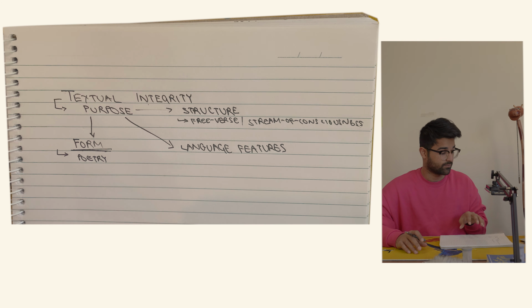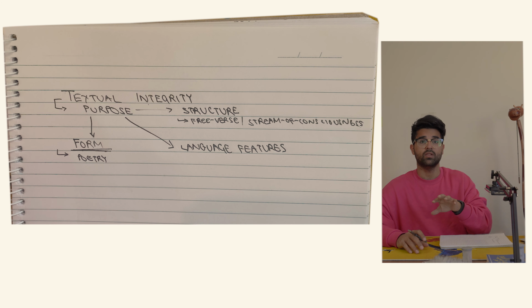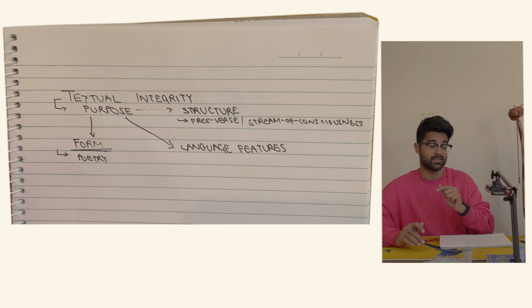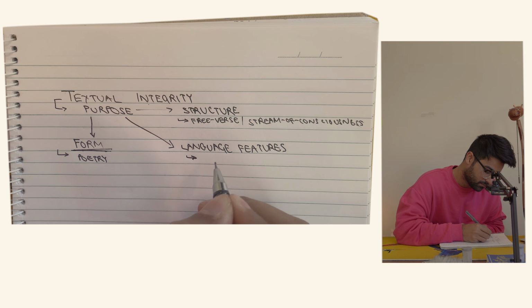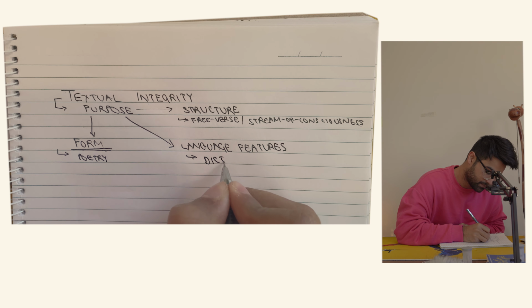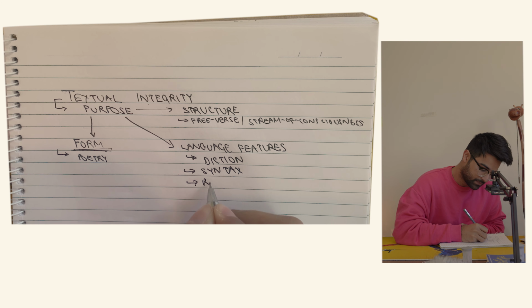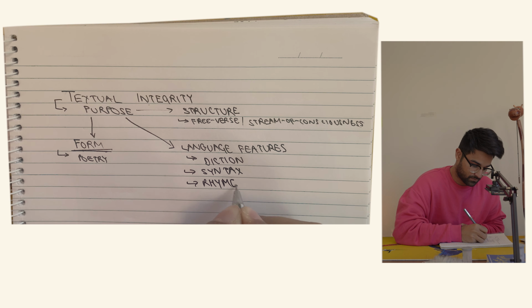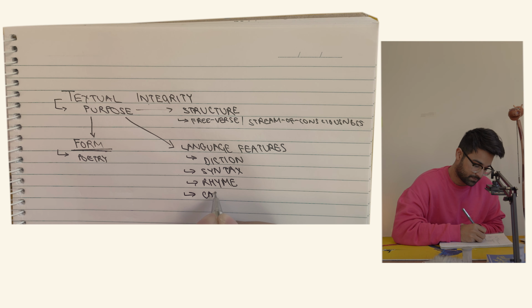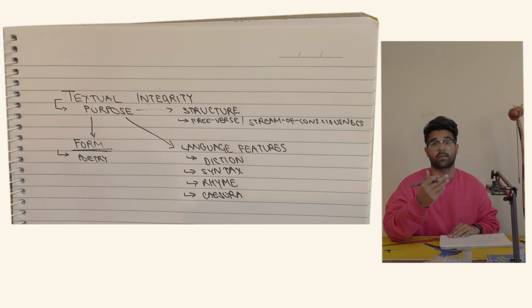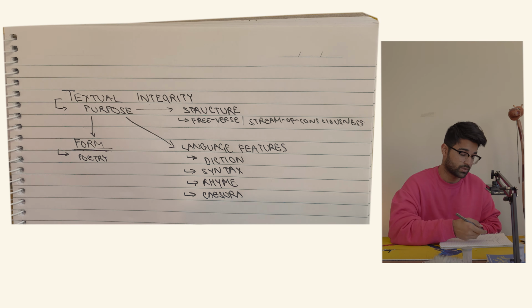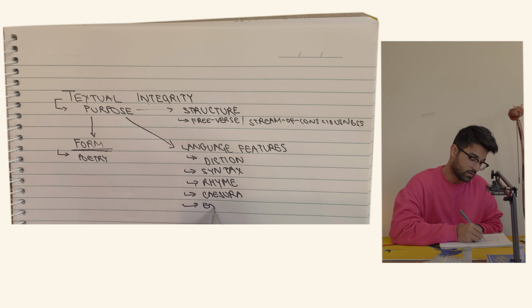So in our case, if we're looking at a poem, what we want to be looking at in particular is things like diction and syntax. Diction, syntax, rhyme, caesura, and you can even look at things like punctuation or lack of punctuation a lot of times, which is enjambment.